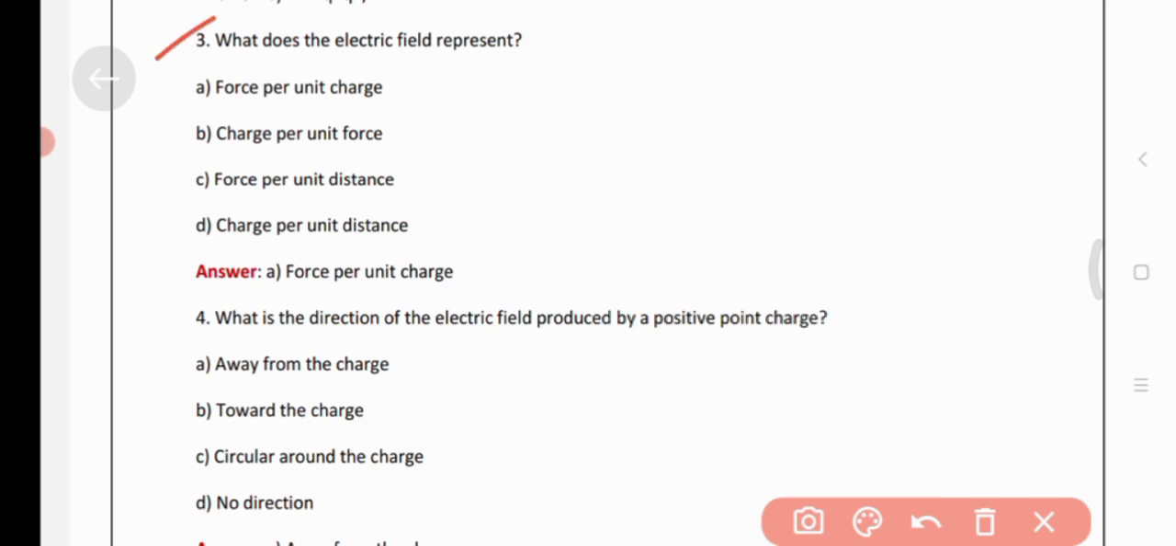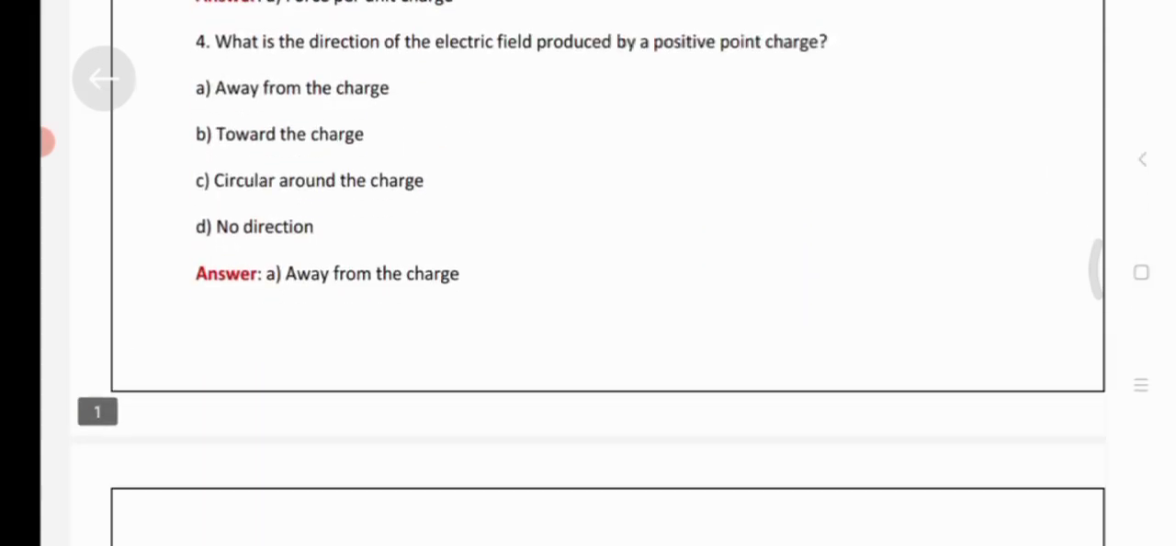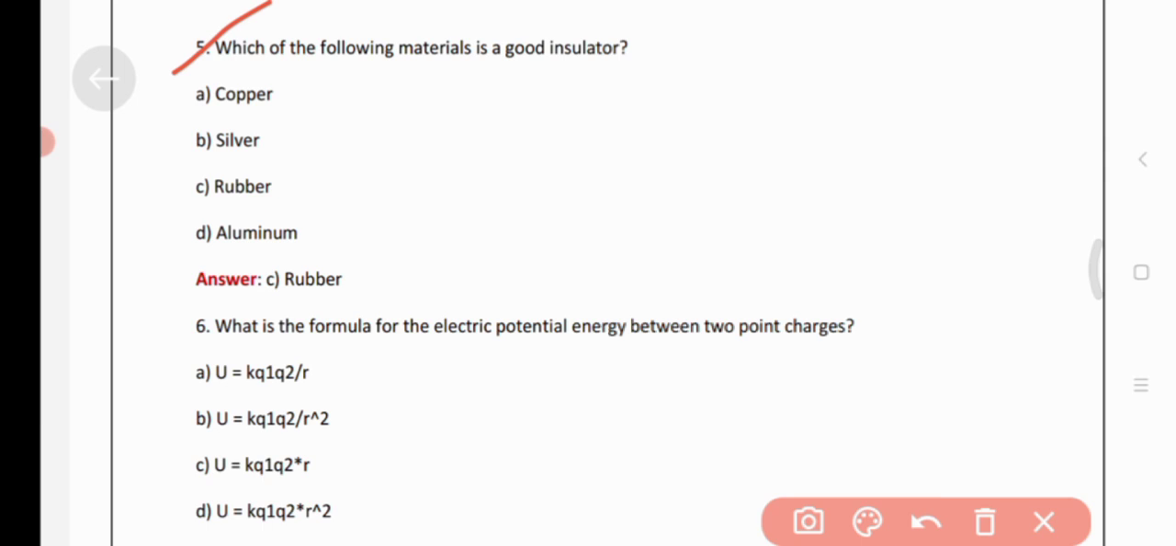What does the electric field represent? Option A, force per unit charge. What is the direction of the electric field produced by a positive point charge? Option A, away from the charge. Which of the following materials is a good insulator? Option C, rubber.